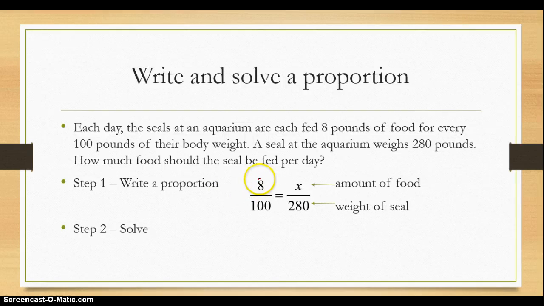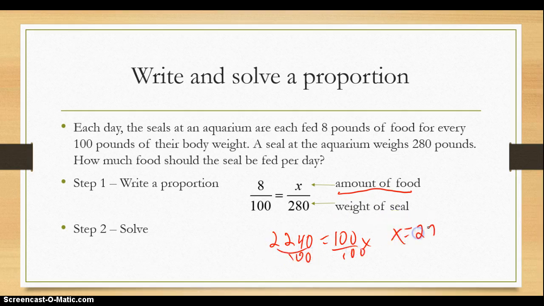So 8 pounds of food, here's the amount of food, I labeled it for you right here, per 100 pounds. We know that this seal is 280 pounds, so we need to know the amount of food that we have to feed this animal, the seal. So we know that 8 times 280 is 2,240, and that equals 100x, so divide by 100 on each side. We know that x equals 22.4.